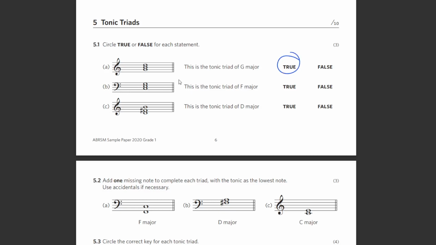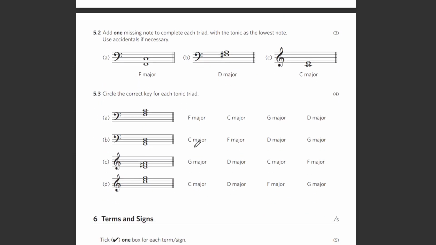Okay, next, let's look at B. This is the tonic triad of F major. So, it starts off with C. It should be F, right? So this is false. Next, this is the tonic triad of D major. D major tonic triad is D, F sharp, and A, not B. So it should be this note here. So this is false as well.